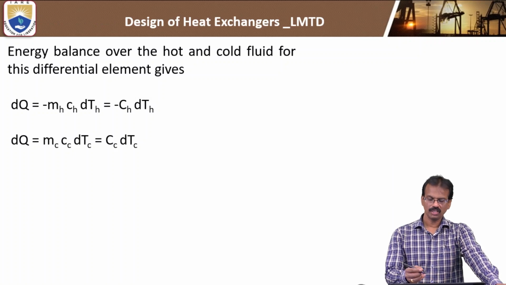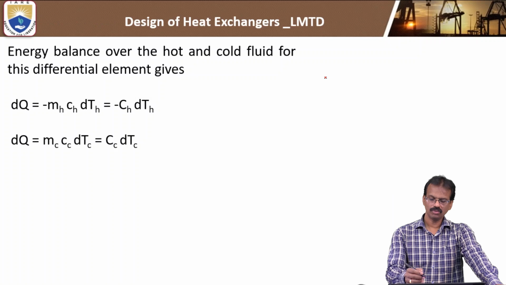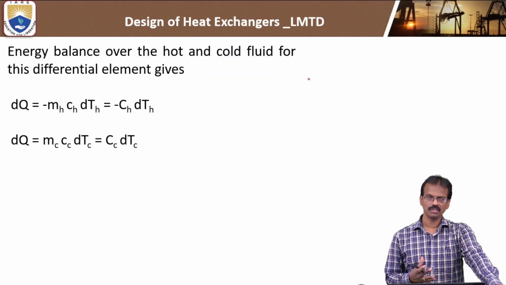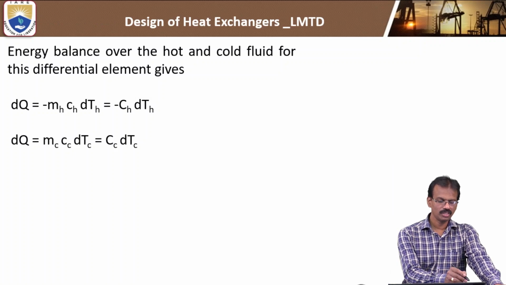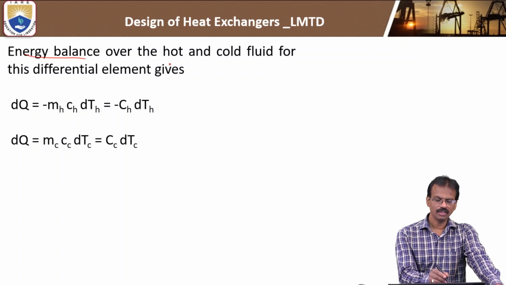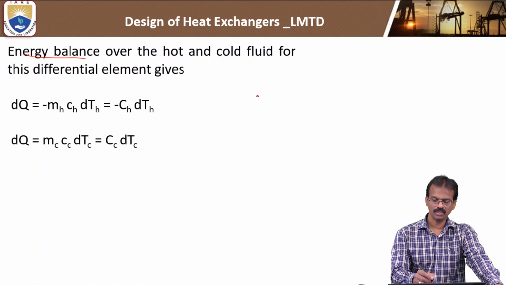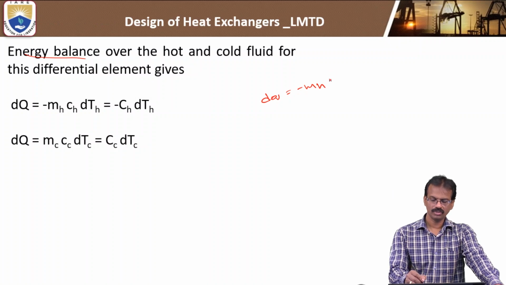Okay, small elemental area energy. We know the overall energy balance equation: Q is equal to m dot into TH minus TC, that is, the temperature difference of the hot fluid and the temperature difference of the cold fluid. But here we are first considering the energy balance over the hot and cold fluids. We are taking for this small elemental area dq is equal to mass of the hot fluid into CH into dTH.